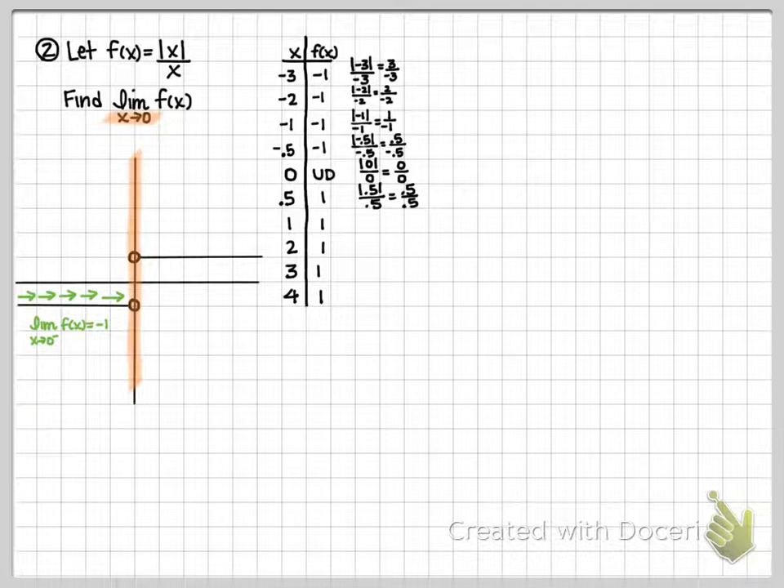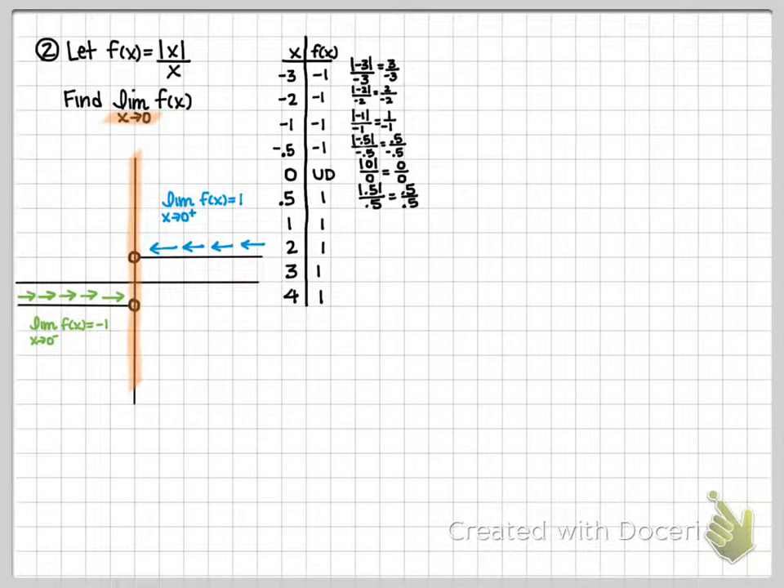So I'm going to do the same thing from the right. So I'm going to try to approach that orange line, and I'm coming from the right on the graph, and it looks like it's approaching a y value of 1. It's not going to actually hit it, but it gets really darn close to it. So I would say then from the right, my limit as x approaches 0 from the right of my function is actually going to be 1.